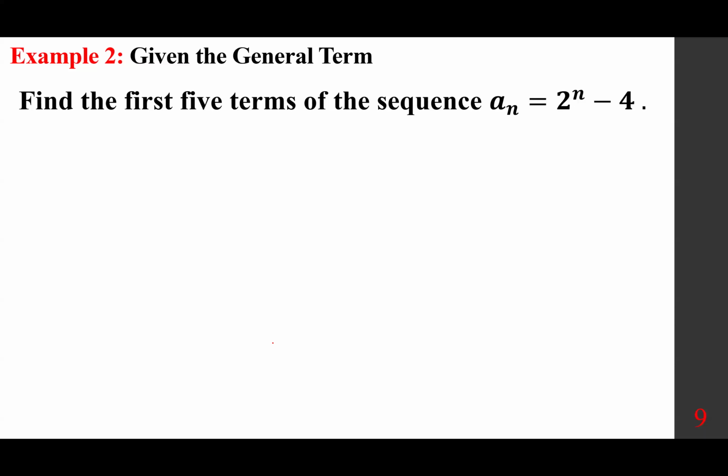Find the first 5 terms of this sequence. A sub n is 2 to the power of n minus 4. So first, we replace n with 1. That gives us -2. That's the first term, everybody.